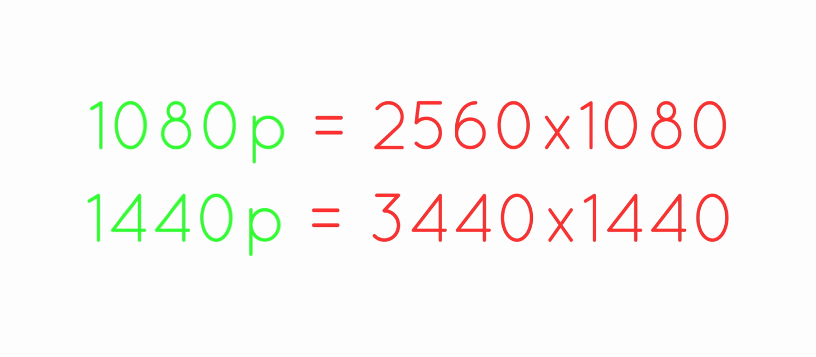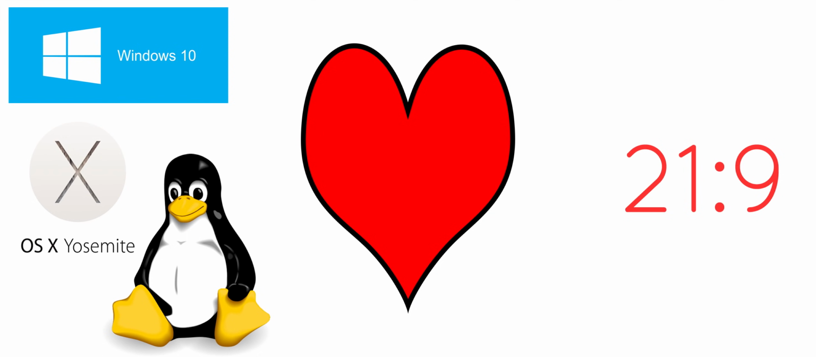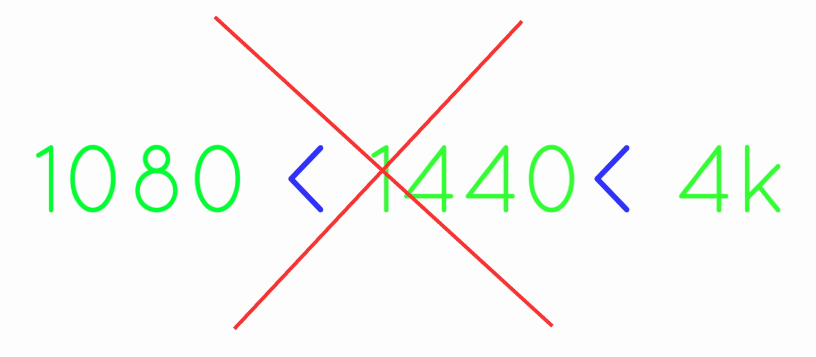So the base fact is that Windows, Mac, Linux all support 21:9, so the underlying support for ultra-wide resolutions is already there. However, just because something is supported doesn't mean the support is perfect, and there are definitely pros and cons for using ultra-wide resolutions. Bigger isn't always better, at least at the time we're making this video. So let's start with ultra-wide 1080p.